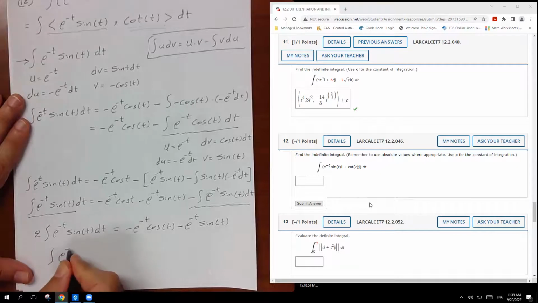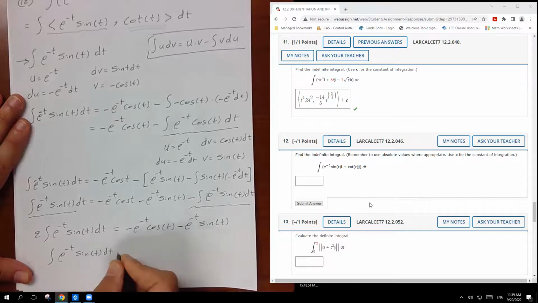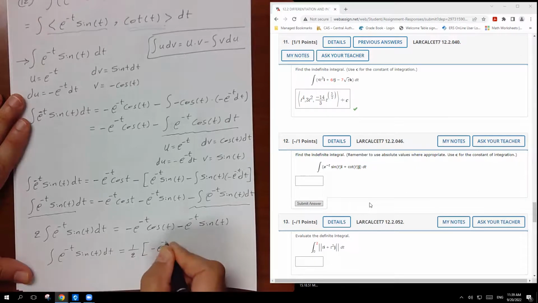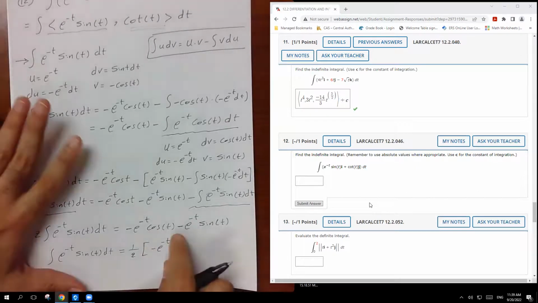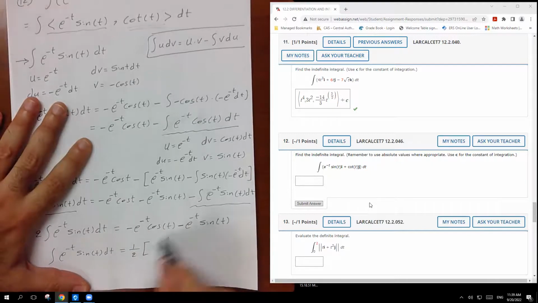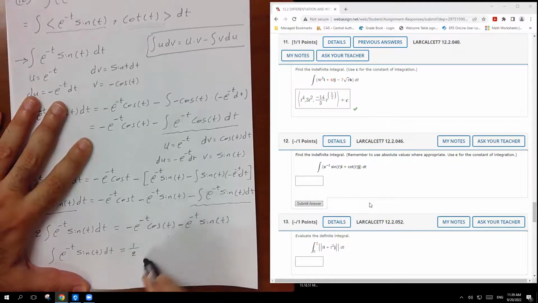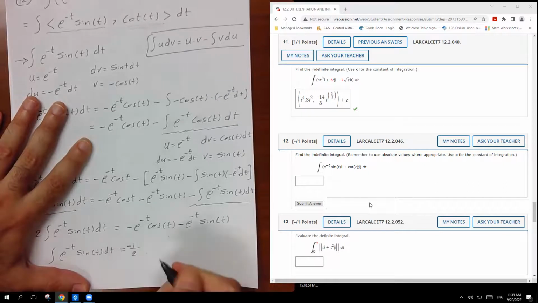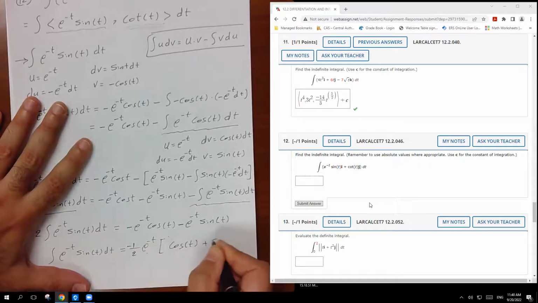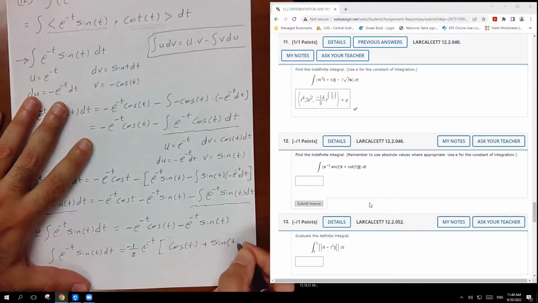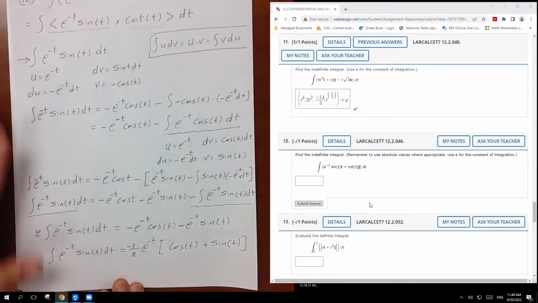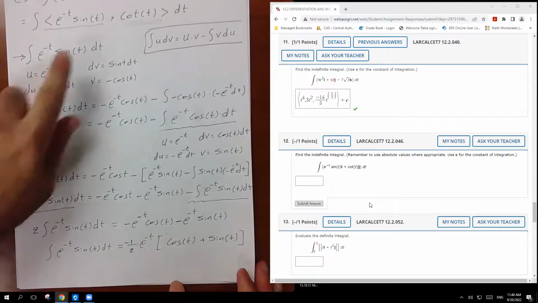Then for the integral, divide both sides by 2. So the integral of e to the negative t sine t dt equals half of negative e to the negative t. You can take the negative e to the negative t as a common factor, so it's going to be negative half e to the negative t, and here is going to be cosine t plus sine t. That's it. This is just the integral for this side.